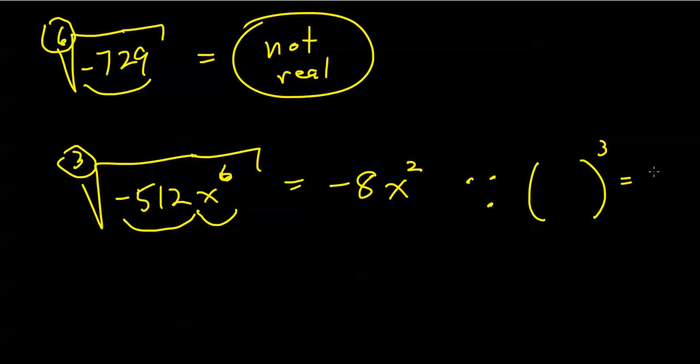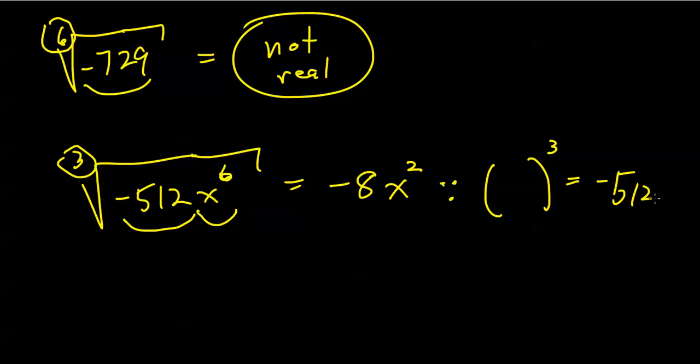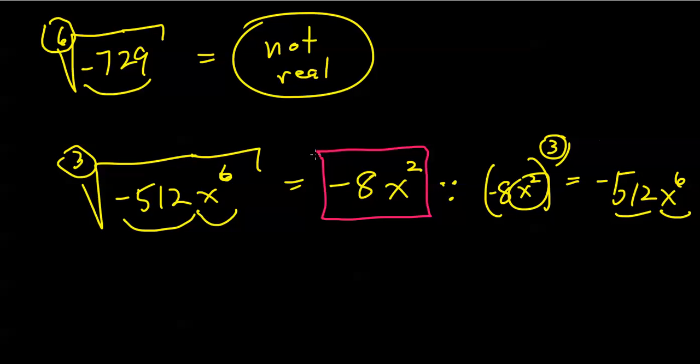Remember, I want to raise something to the third power to get, let me rewrite that, I'm a little cramped here. Because what value do I raise to the third power to get minus 512 x to the 6th? Well, minus 8 cubed is minus 512, and I claim x squared cubed is x to the 6th power. So my final answer here will be negative 8 x squared, and I don't need absolute value symbols because, of course, I've got an odd index root here.